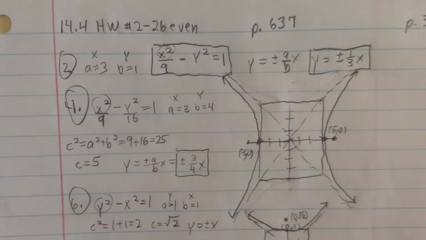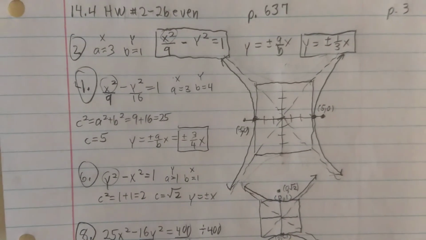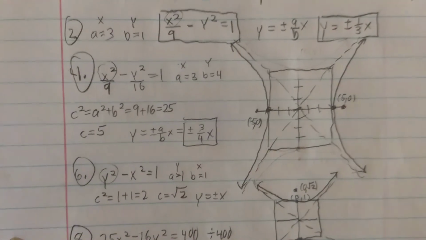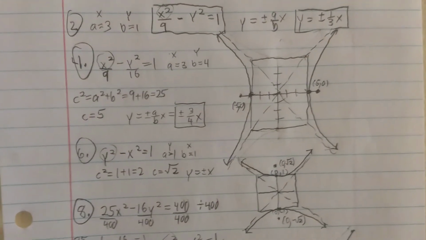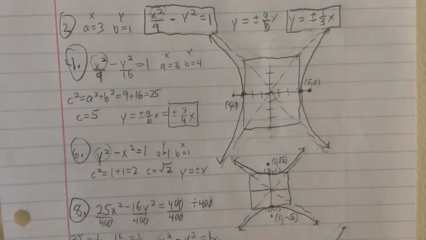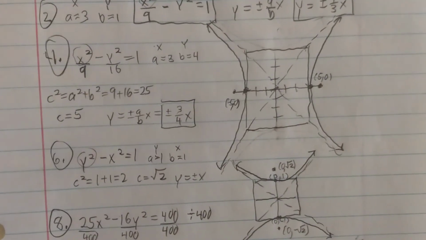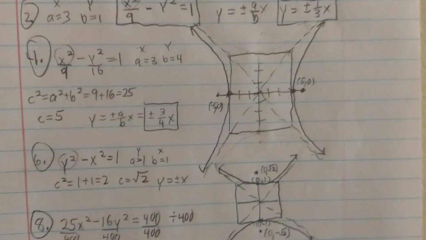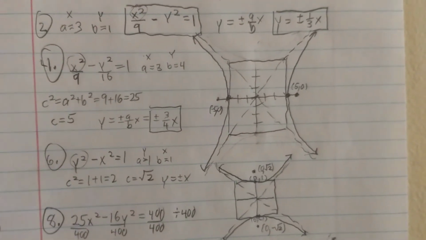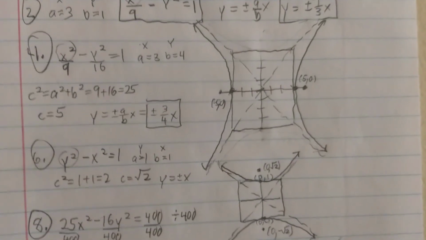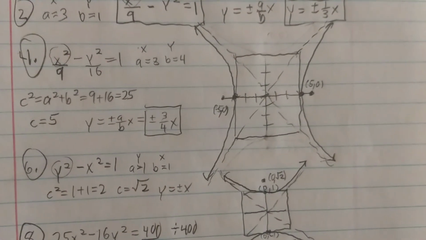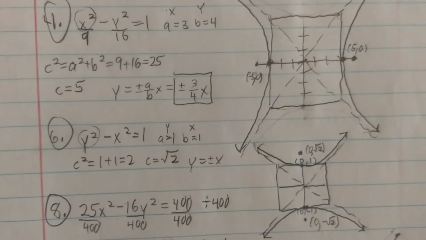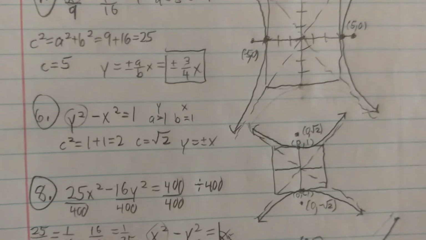Okay, our homework starts on page 637, and we're given a equals 3 for x and b equals 1, and we're told that it's opening in the x direction, so it's x squared over 9 minus y squared over 1, which is just y squared equals 1, and y equals plus or minus, it's actually b over a there, because it's 1 over 3, plus or minus 1 over 3 x. And 4 is x squared over 9 minus y squared over 16. We have about 3 to draw.